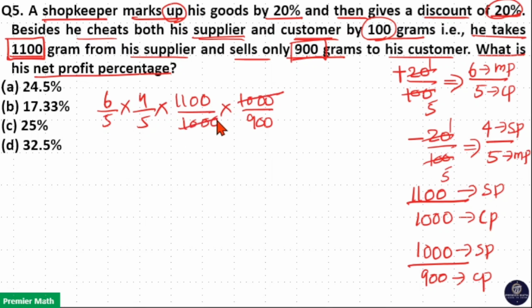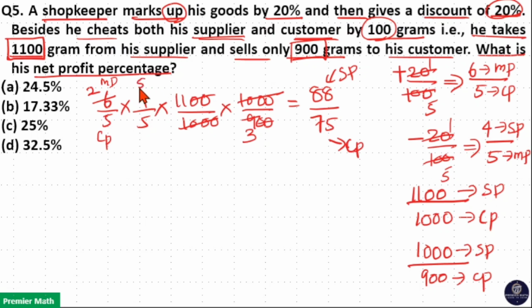Now 1000 cancel, 0 cancel, 3 goes 2 times in 6, 3 goes 3 times in 9. 2 into 4 into 11. 8 into 11 is 88 and 5 into 5, 25 into 3 is 75. Now you can see this is cost price and this is sell price. Here this is marked price upon cost price. This is sell price upon marked price. Now you can see this marked price and marked price cancel. So this is sell price and cost price. So numerator is sell price and denominator is cost price.